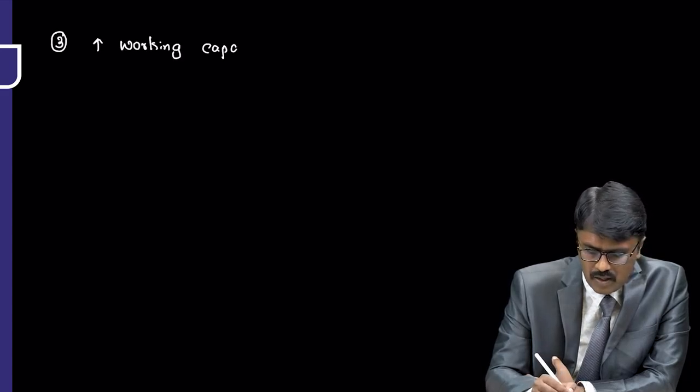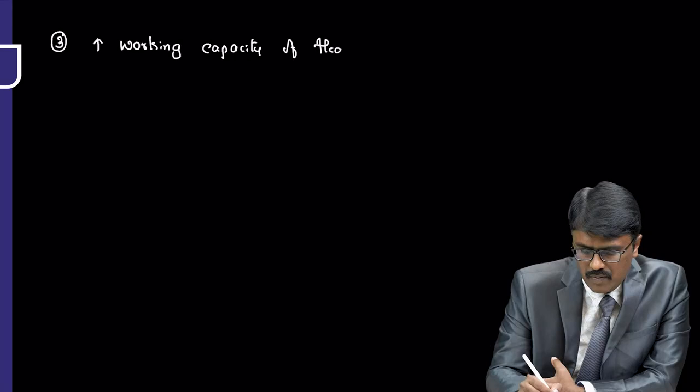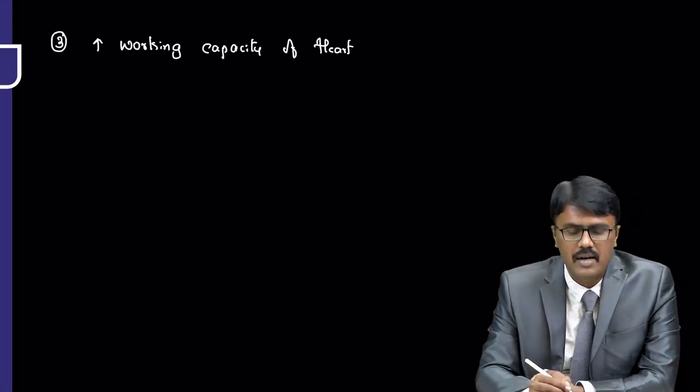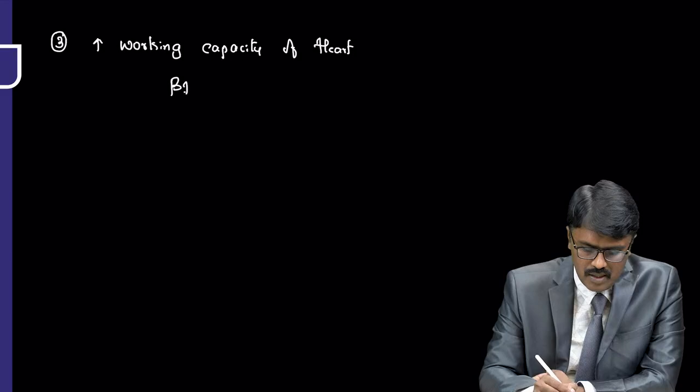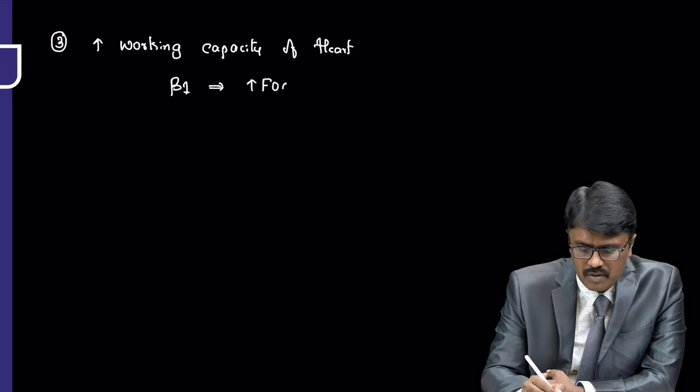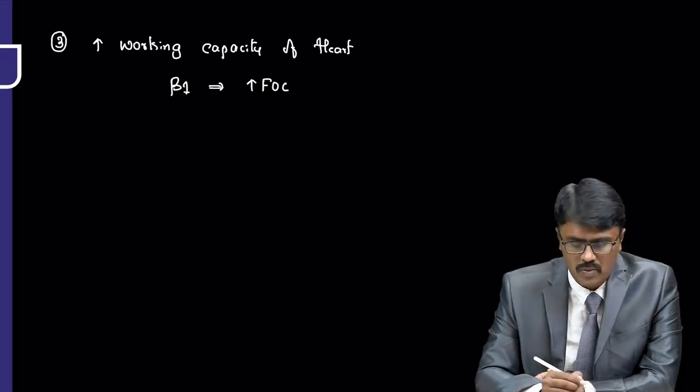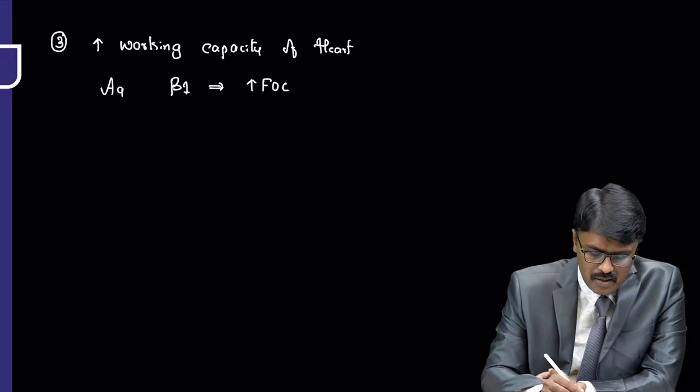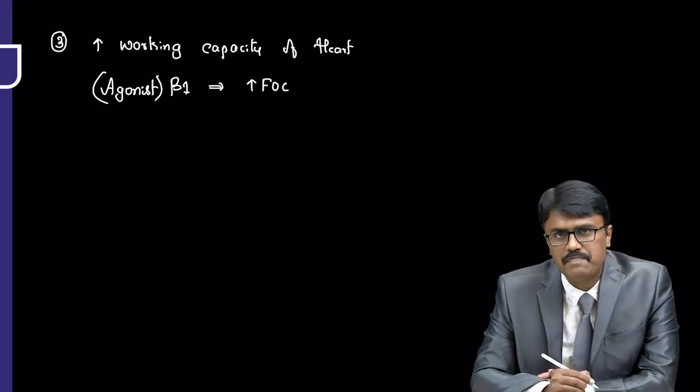Increase working capacity of heart. Now, what is the receptor present on the heart? It's the beta 1. Now, when you stimulate beta 1, we all know that it increases force of contraction. So what should I do? I should use a beta 1 agonist. So the drugs should be agonist to beta 1.